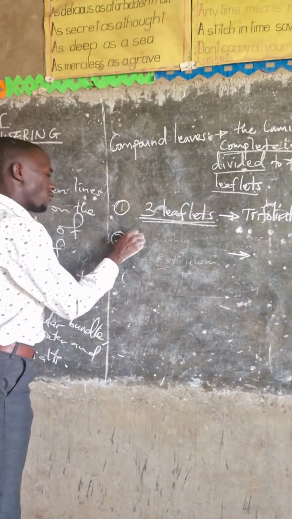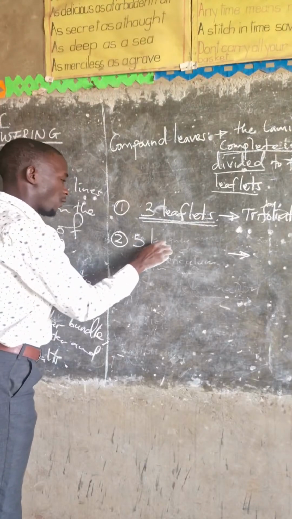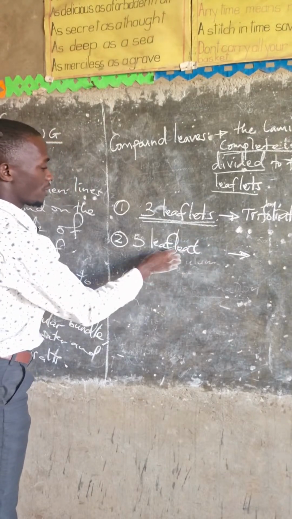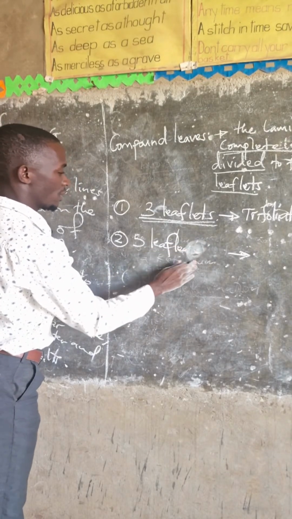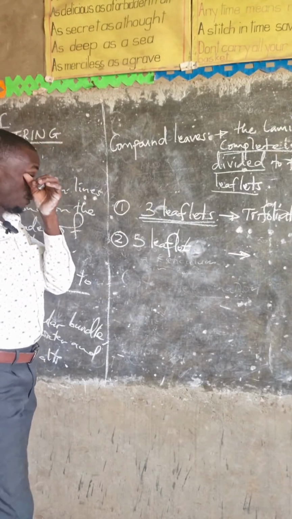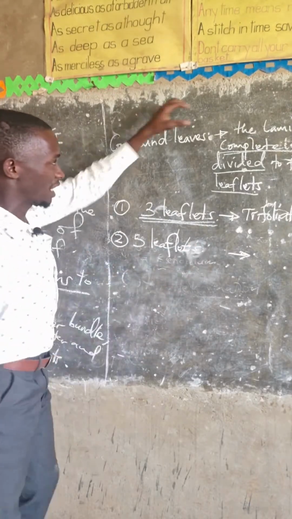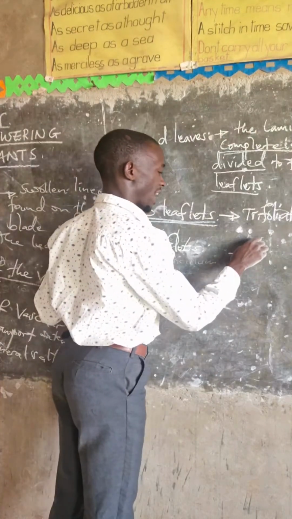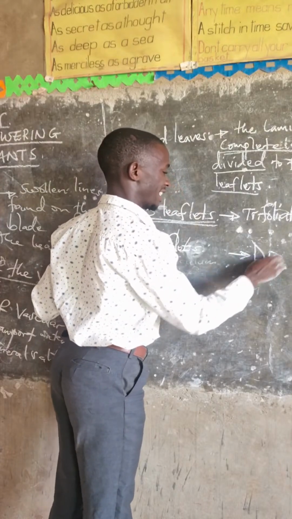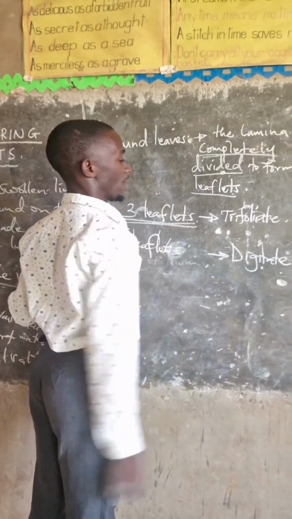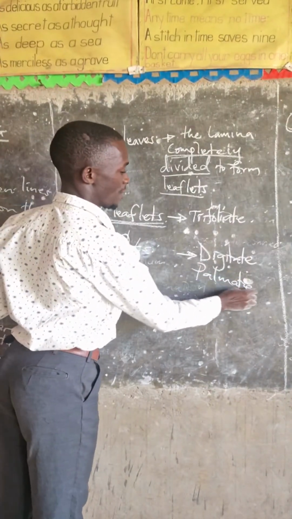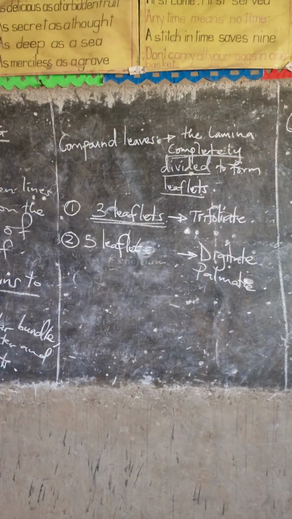Where five leaflets are formed on the same leaf stalk after the lamina divides completely, what we call it is a compound digitate, or compound palmate leaf. Hope I'm answering Mr. Bernard and the friends.